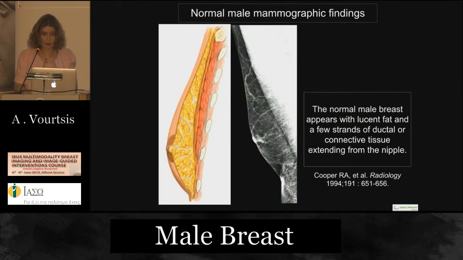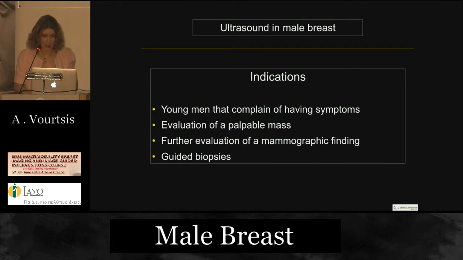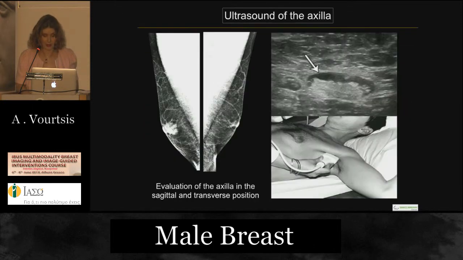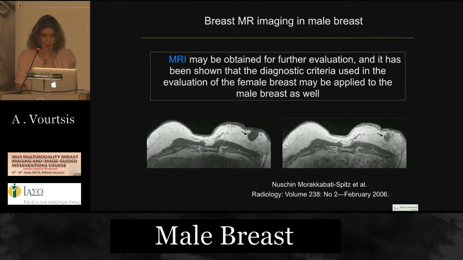The normal male breast appears with loose fat, as you see here, and a few strands of duct or connective tissue extending from the nipple. The main indication for breast ultrasound is to further evaluate a male who comes in with symptoms, to evaluate a palpable mass, to differentiate gynecomastia from breast cancer, and also to guide percutaneous biopsies. Evaluation of the axilla is mandatory, in both sagittal and transverse positions. MRI can also be performed in the male breast.